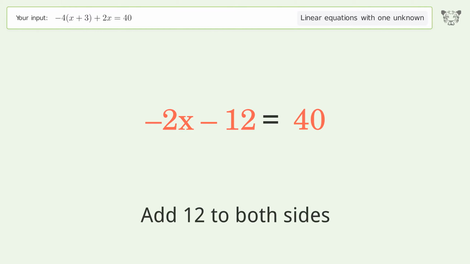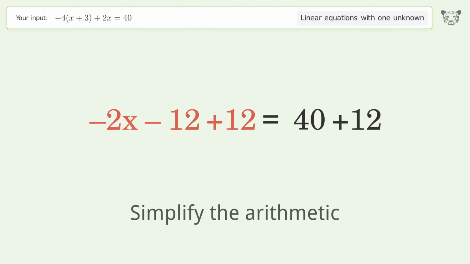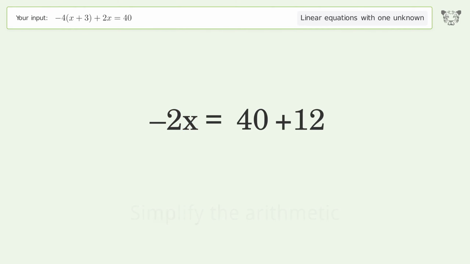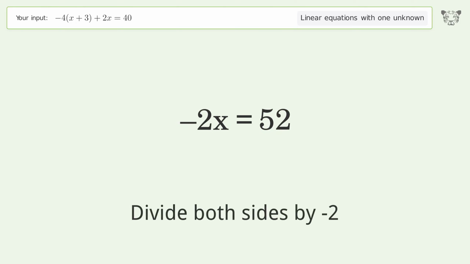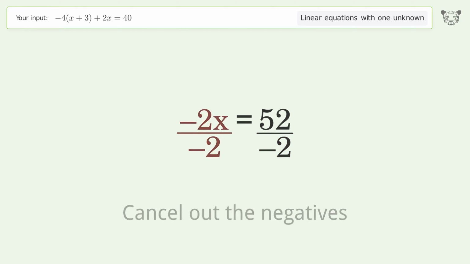Add 12 to both sides. Simplify the arithmetic. Isolate the x. Divide both sides by -2. Cancel out the negatives.